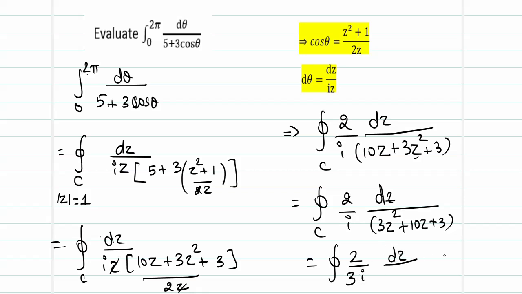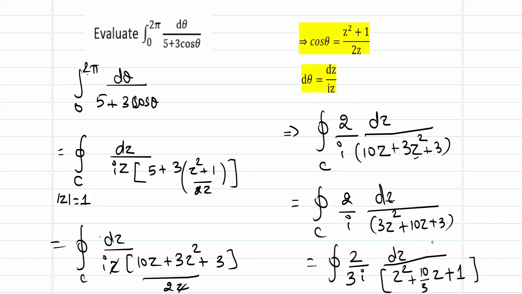So I have dz divided by z square plus 10 by 3 times z plus 1. Now I have in my denominator a function of z, z square plus 10z by 3 plus 1, with a constant 2 by 3i in the front. Now I will be using my Cauchy residue theorem to find the value of this integral.